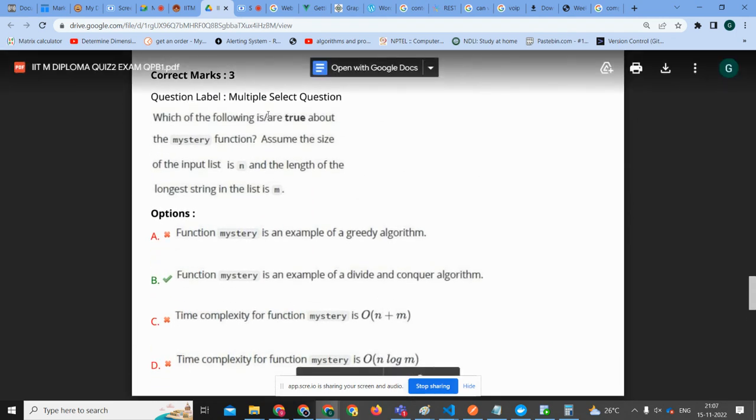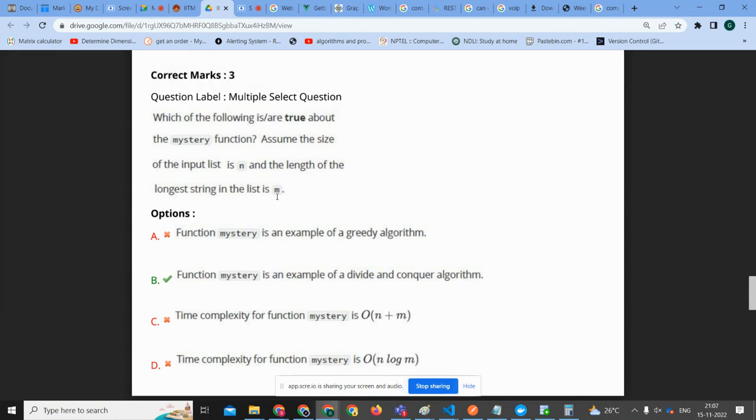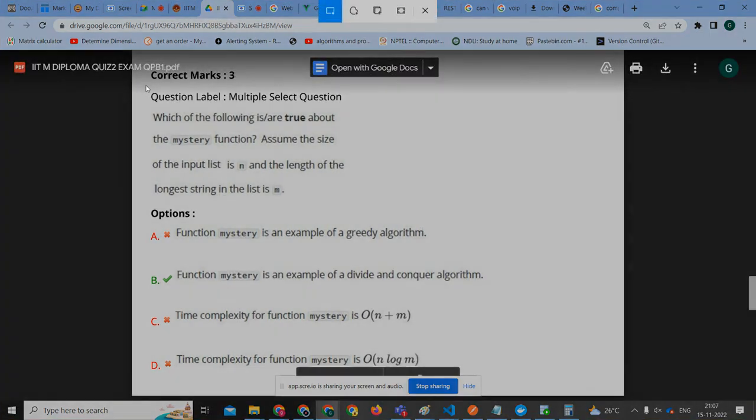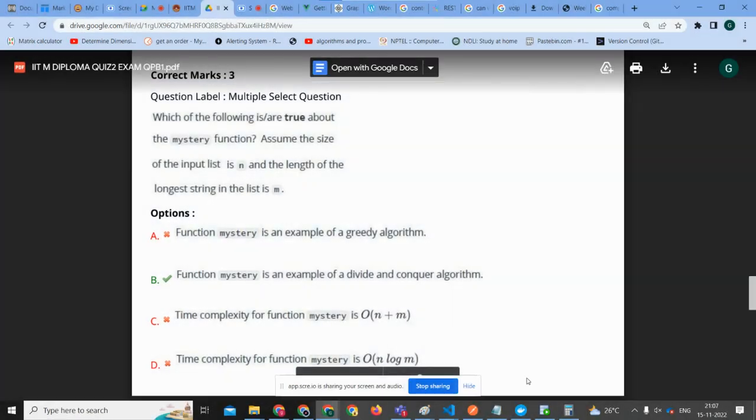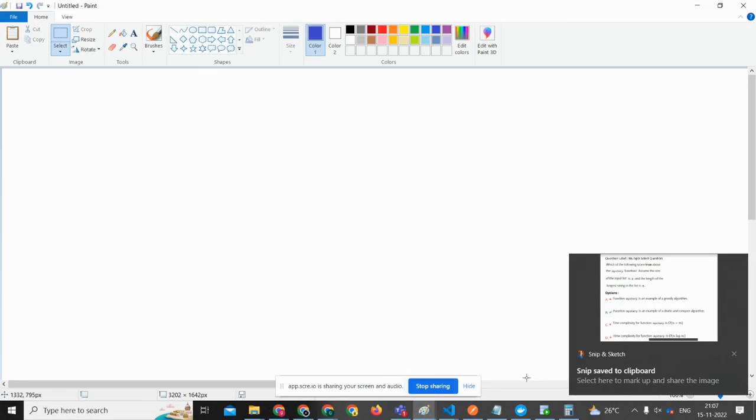Okay. So which of the following are true about the mystery function? Assume the size of the input list is n and the length of the longest string in the list is m. Okay, we have some longest string which is of size m. Fine. Uma, would you like to try this? Let's just finish it up first. The first choice is: function mystery is an example of a greedy algorithm. Now, how do we connect this with the greedy algorithm? Srivanay, can you help us here? This is the one we have to choose.